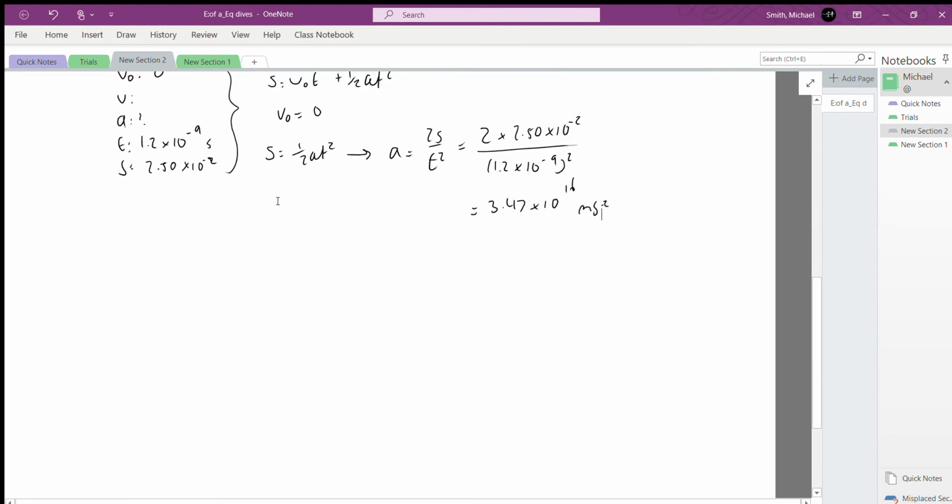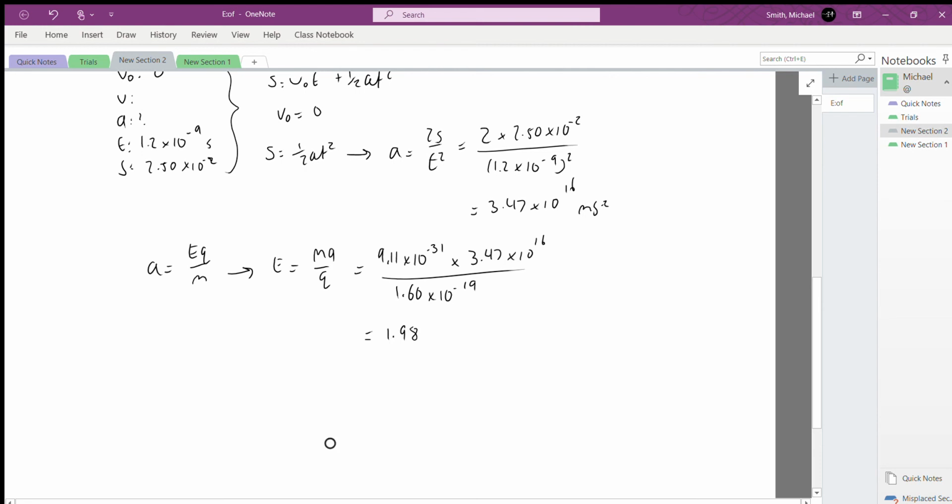We can determine the electric field. I'll work backwards, and do the initial formula first. So we have A equals EQ on M. Rearranging this, E will be MA over Q, where we know the mass of an electron is 9.11 times 10 to the power of minus 31 kilograms. The acceleration we've just calculated. And the charge of an electron is just 1.6 times 10 to the power of minus 19, which we substitute into our calculator to get 1.98 times 10 to the power of 5 volts per meter.